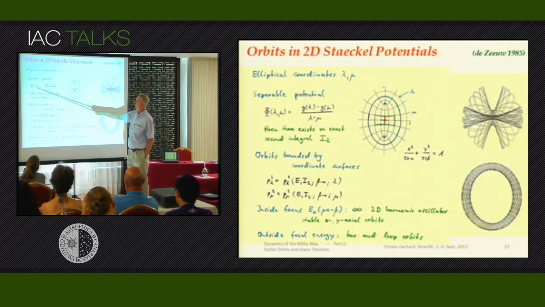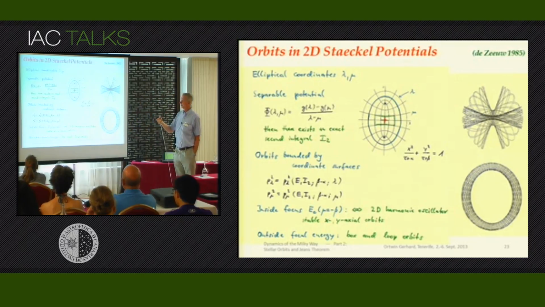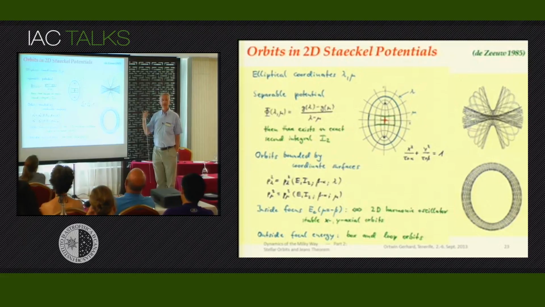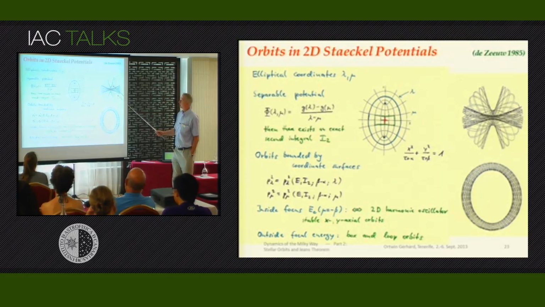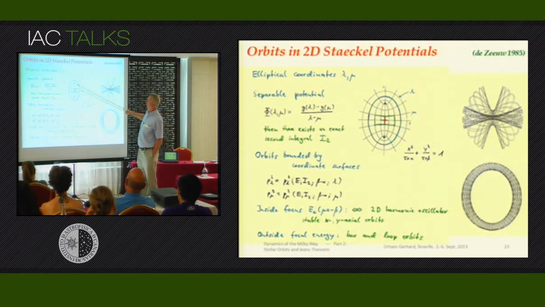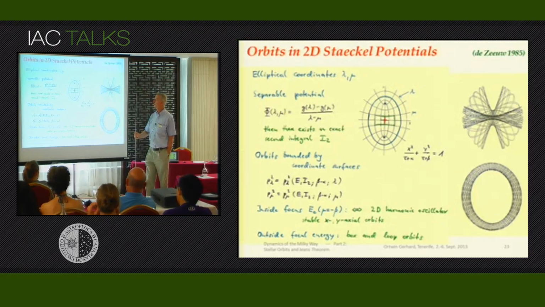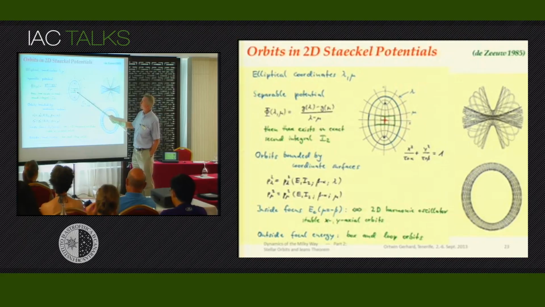These coordinates are elliptical surfaces for lambda, surfaces of lambda equals constant. And then the other coordinate in this two-dimensional case is mu, which describes these hyperbolae here. And the potential has a special form. As a function of these coordinates lambda and mu, it's given by some function of lambda minus the same function of mu, divided by lambda minus mu. If you make these assumptions, then there exists an exact second integral I2.